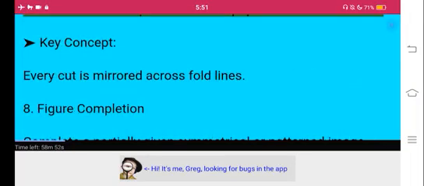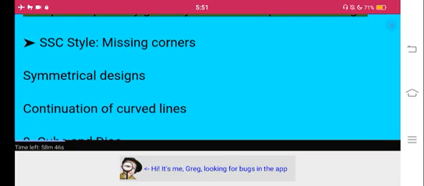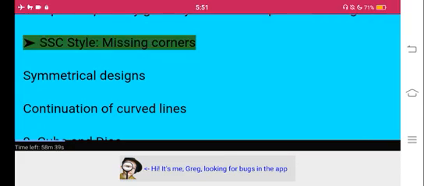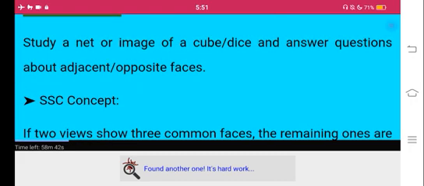7. Paper folding and cutting. Predict the final shape when folded paper is cut and unfolded. Key concept. Every cut is mirrored across fold lines. 8. Figure completion. Complete a partially given symmetrical or patterned image. SSC style. Missing corners. Symmetrical designs. Continuation of curved lines. 9. Cube and dice.